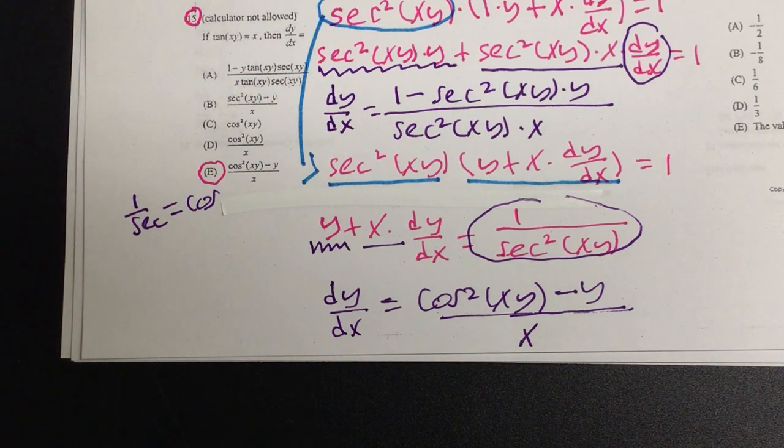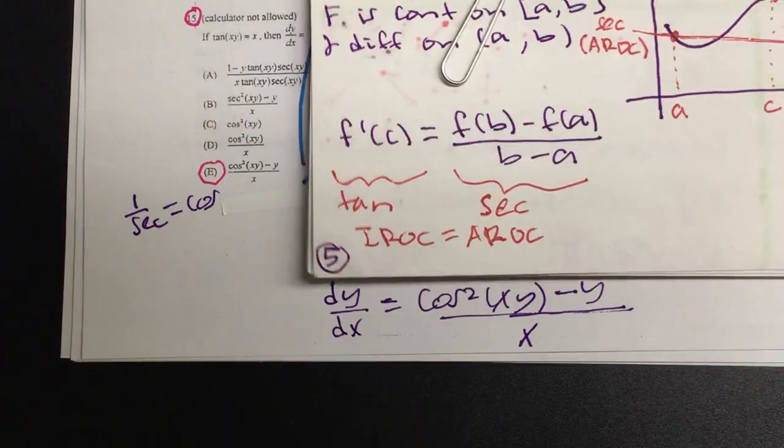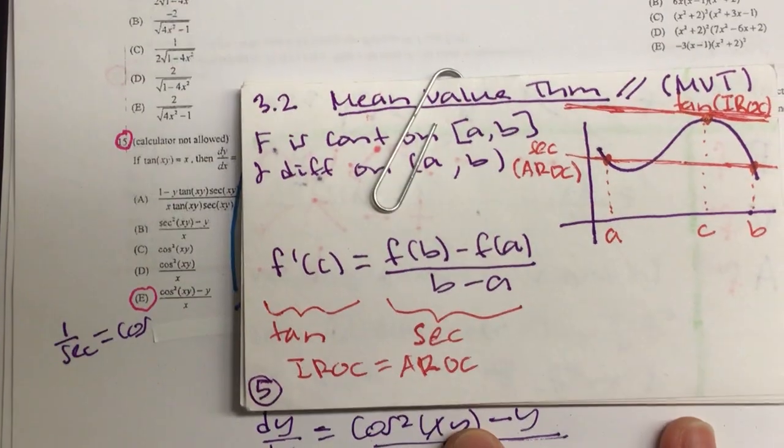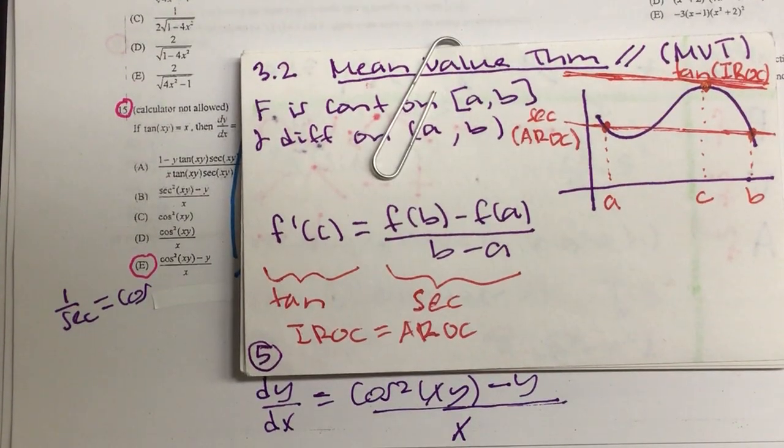Okay, 20 is our next one. And on number 20, we're actually looking at IROC is equal to AROC. Basically, the derivative is equal to the slope, or the average.